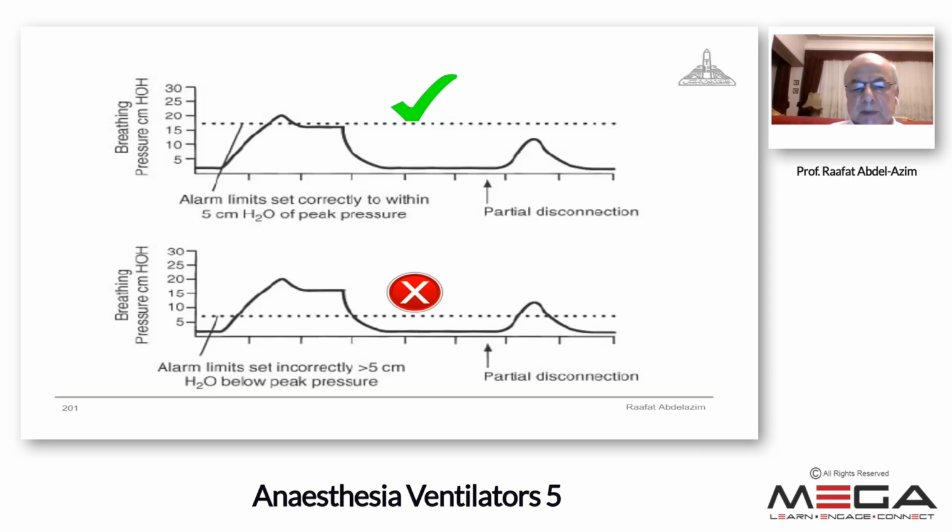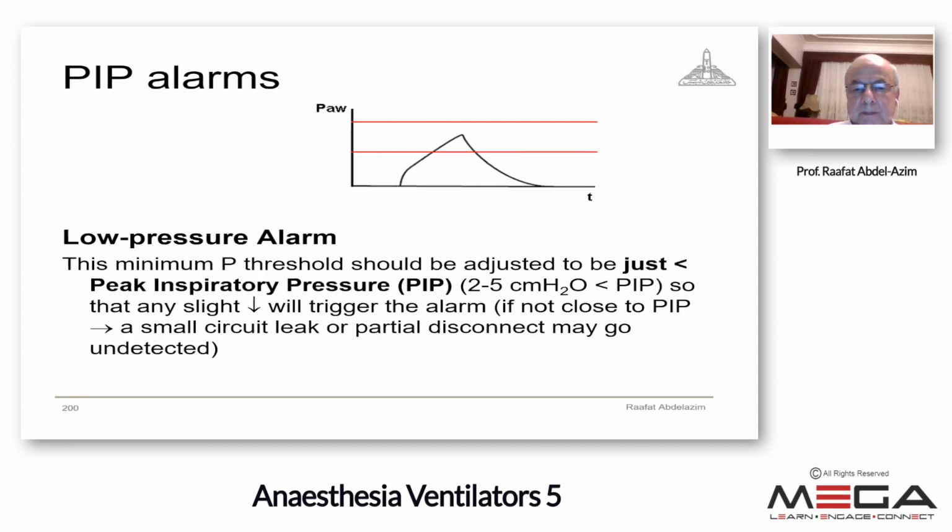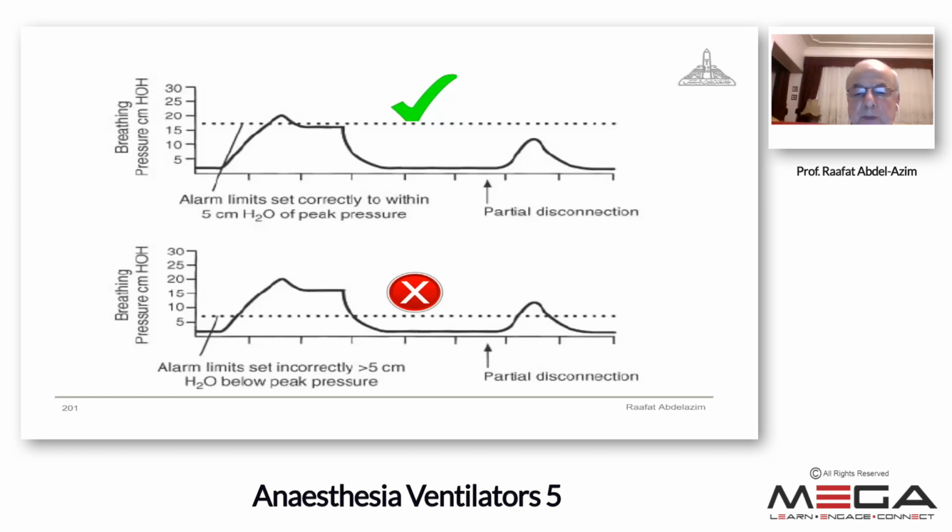If it is much away from the recommended value of 2 to 5 centimeter water below the peak, here, for example, it is 10 centimeter water below the peak. So if the positive pressure is 5, 6 centimeter water, and it is above the threshold, the alarm will not be activated. It will be like that one between the upper and lower. Here in the lower graph, it is not properly adjusted, and it will not give an alarm if there is partial disconnection.